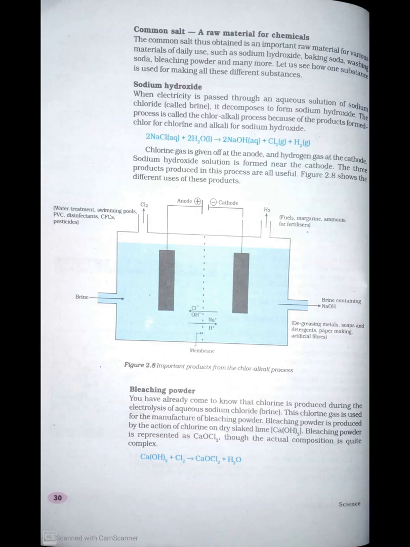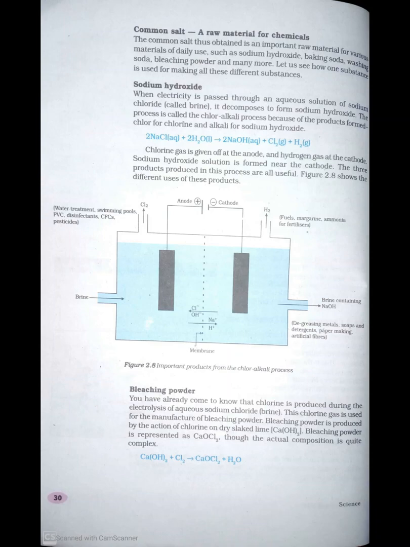Sodium hydroxide. When electricity is passed through an aqueous solution of sodium chloride called brine, it decomposes to form sodium hydroxide. The process is called the chlor-alkali process because of the products formed: chlor for chlorine and alkali for sodium hydroxide. 2NaCl + 2H2O → 2NaOH + Cl2 + H2.